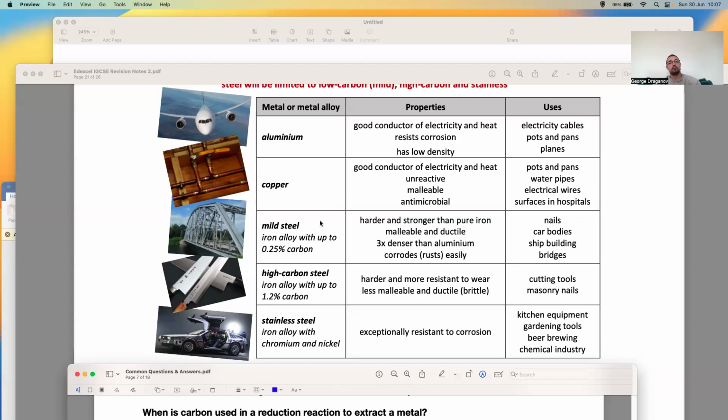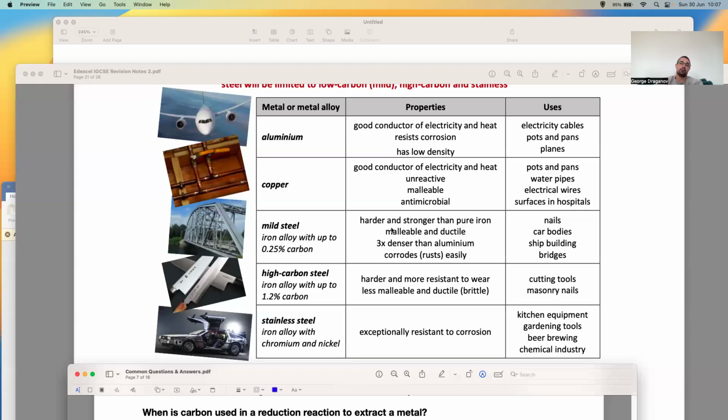Now, the different steels. We can have mild steel, which is an alloy of iron with carbon 0.25%, which makes it harder and stronger than the pure iron, malleable and ductile. And it can be used in nails and car bodies and ships. But obviously you need to use rust prevention because it can corrode.